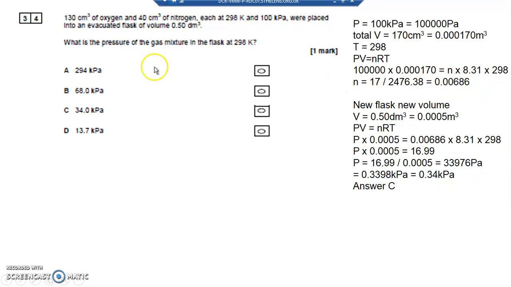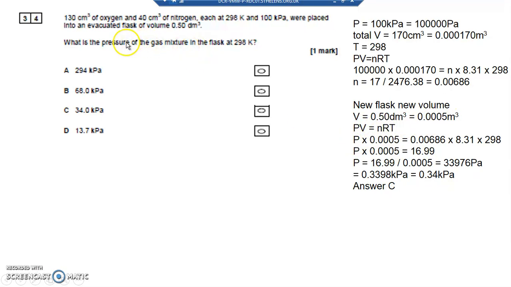Now then, all I've done is put these into a new flask of a new volume. The number of moles hasn't changed. I've put the oxygen and nitrogen together, that number of moles, in a new flask, and I've not changed the temperature, 298 Kelvin. I've just got a new volume, so I can just work everything out again. Pressure times volume equals nRT. My volume is 0.5 decimetres cubed. I need to get that into metres cubed by dividing by 1,000, going from decimetres cubed up into metres cubed. That's 0.0005.